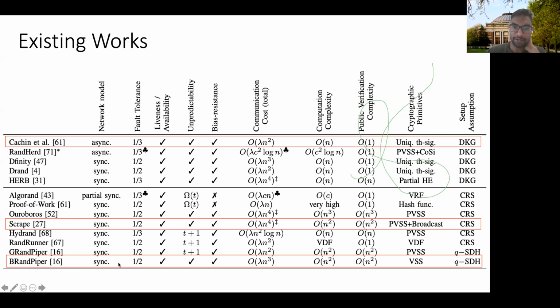They can get a very good randomness beacon, but still have lambda n cube communication cost and lambda n square computation cost. But they can tolerate up to half adversary and ensure liveness, unpredictability, and bias resistance.